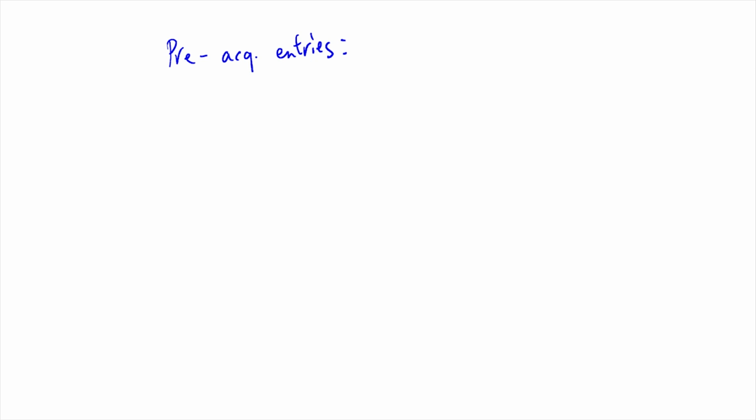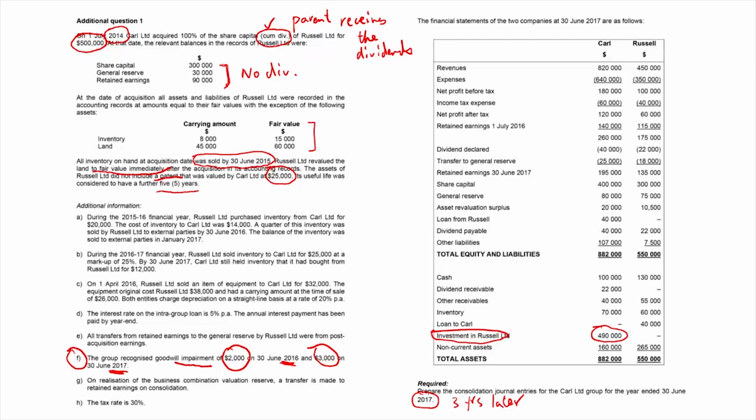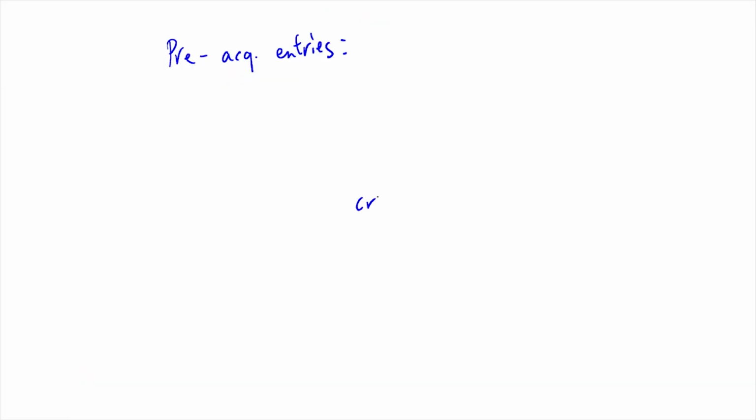We'll deal with the easy one first. Investment in subsidiary, remember, we are looking at 3 years later. So we want to use the 490,000 for 3 years later. So with this journal, we're going to credit investment in subsidiary. So in this case, it's Russell for 490,000.